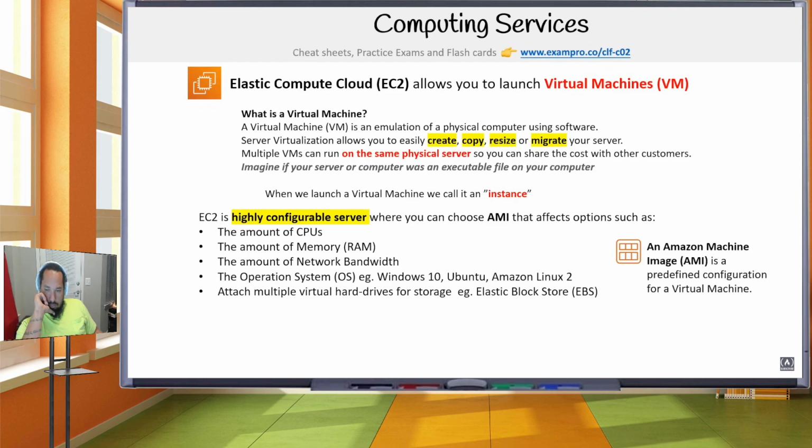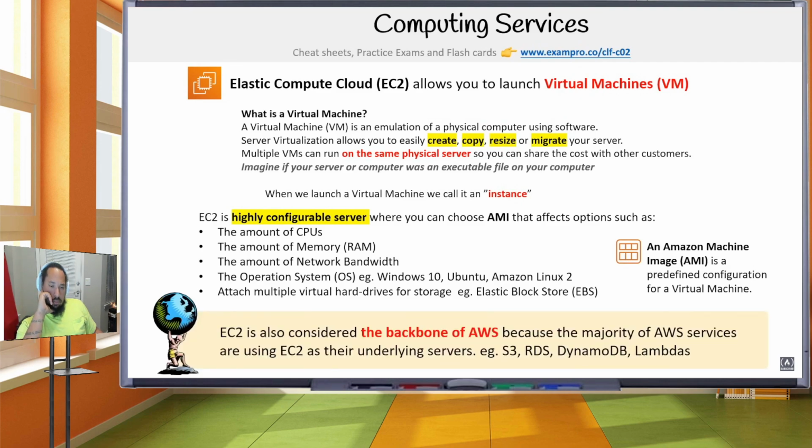And so the Amazon Machine Image is a predefined configuration for a VM, so just remember that. And so EC2 is also considered the backbone of AWS because the majority of AWS services are using EC2 as the underlying servers, whether it's S3, RDS, DynamoDB, or Lambdas. That is what it's using.